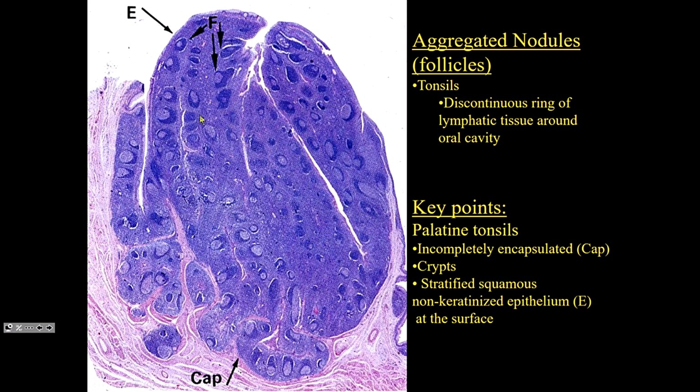So this then would be aggregated nodules of the tonsils containing a secondary nodule, and here would be a primary nodule, right? There's no germinal center in the center, just like there is a germinal center here, so it's a secondary nodule. Here it's a primary nodule because there's no germinal center. Here's another primary nodule, no germinal center. Okay? So that's the tonsils.